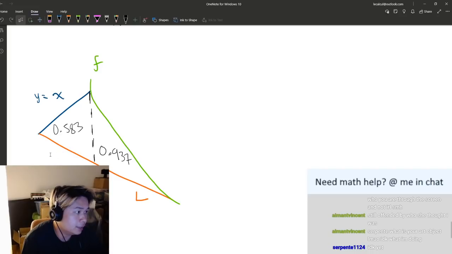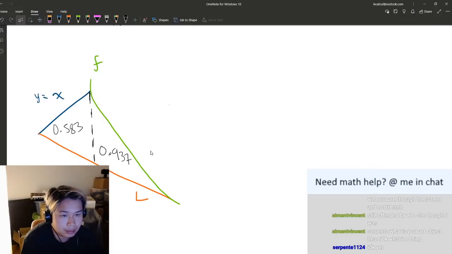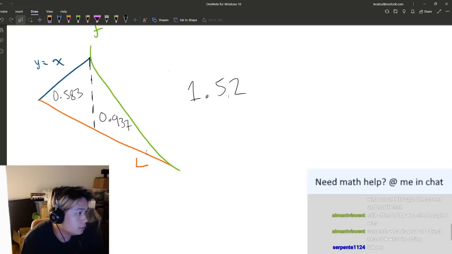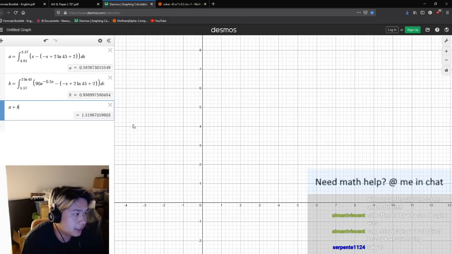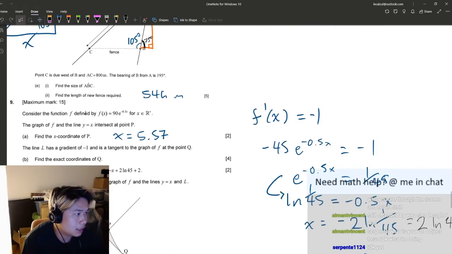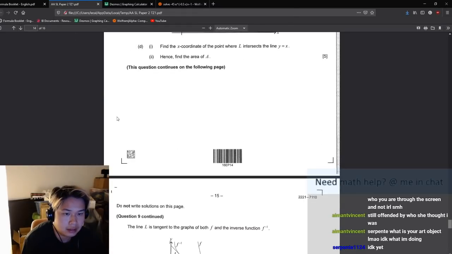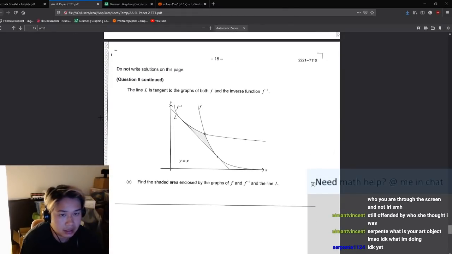Then obviously the total area is these two added together. So A plus B. Tell me what that is, Desmos. 1.519. So 1.52. Pretty crazy, but they did lay out all of the coordinates for you. So each question was kind of building up to this final part. And then am I done? No, there's one more. Okay.